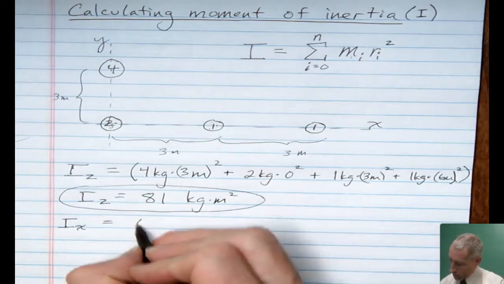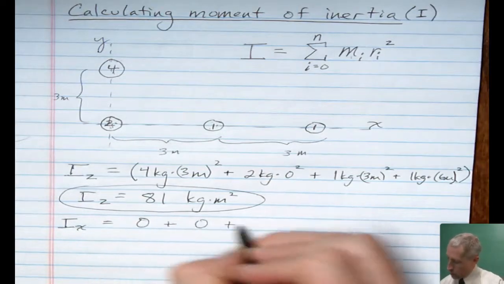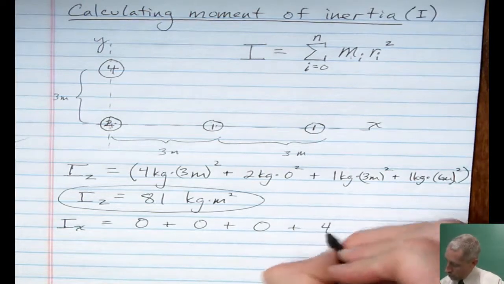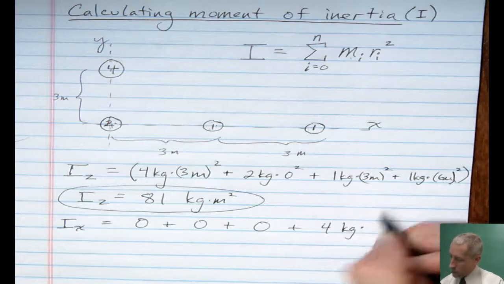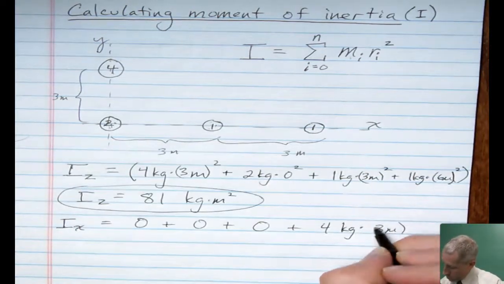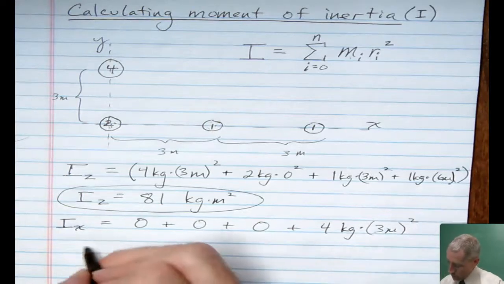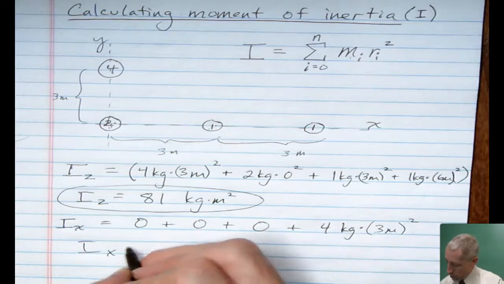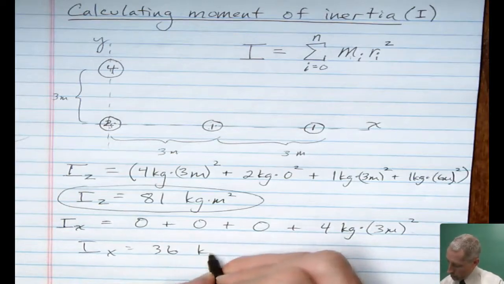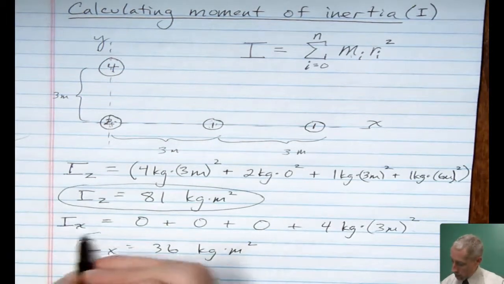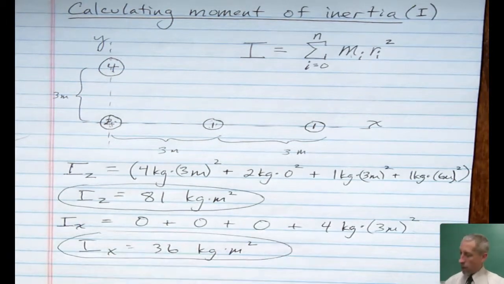So again, just for being explicit here, I can say 3 of my terms end up being 0, and the fourth one is the mass times the distance it is from the axis, and that's 3 meters. That gets squared. And along the x-axis then, that would be 9 times 4, or just 36 kilograms meters squared. Again, that's the moment of inertia for rotating it about the x-axis.